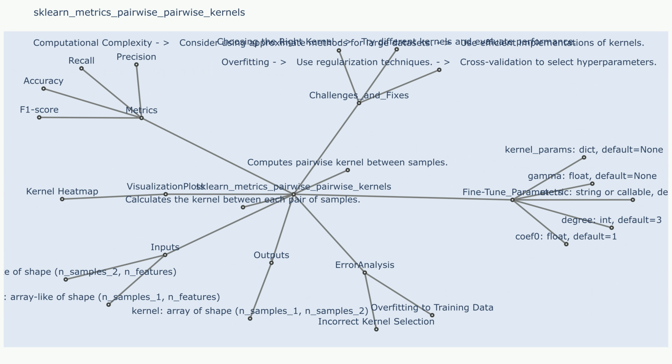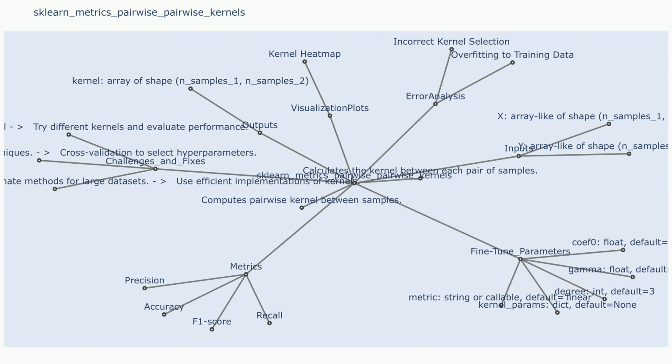Linear calculates the dot product between feature vectors. RBF uses a radial basis function kernel, also known as the Gaussian kernel, which measures similarity based on the Euclidean distance between samples. Poly employs a polynomial kernel, which can capture nonlinear relationships between samples.